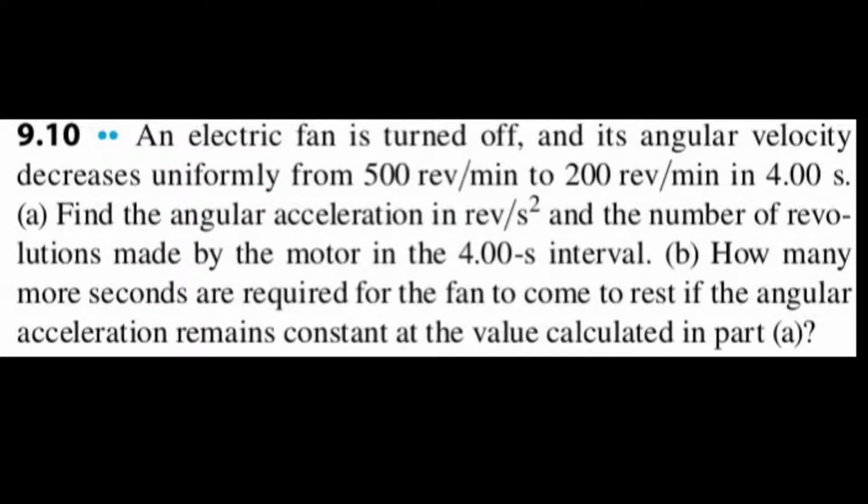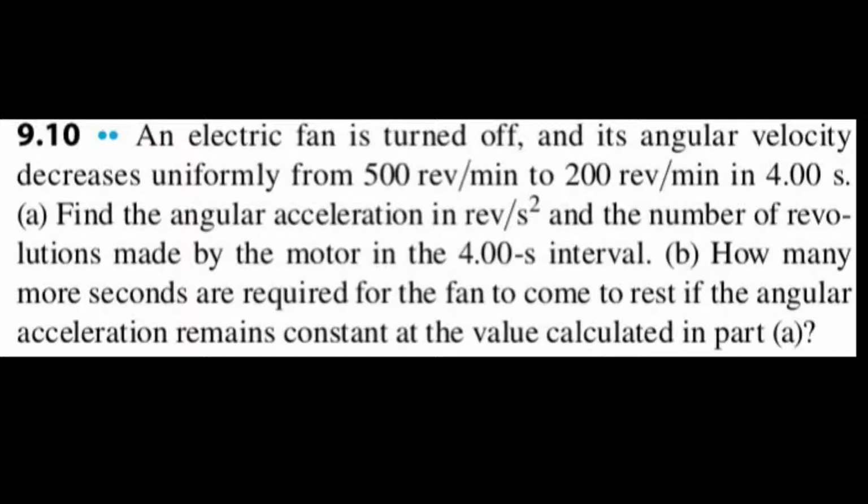In our first example, the electric fan is turned off and the angular velocity of the fan decreases uniformly from 500 revs per minute to 200 revs per minute in a duration of 4 seconds. We are tasked to find two variables.